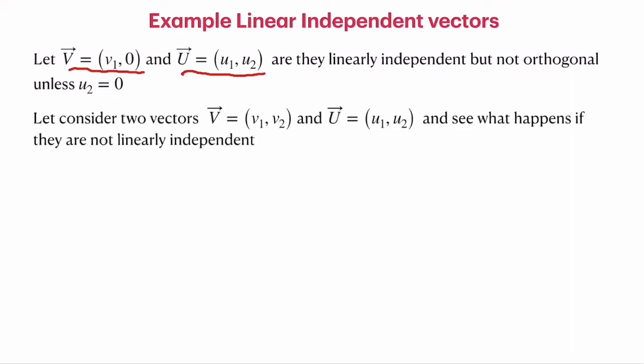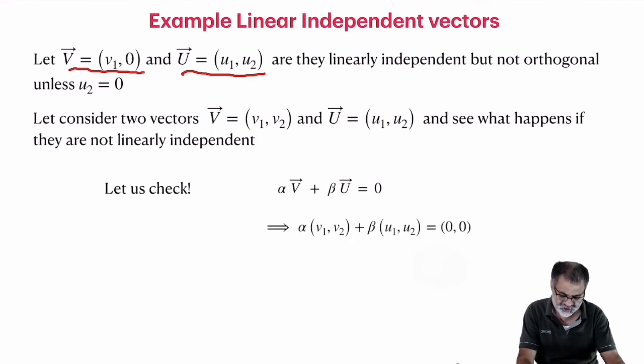Let's consider an example the other way around. Let's look at vectors and see what happens if they are linearly dependent. That means let's consider two vectors v and u with components v1, v2 and u1, u2, and see what happens when they are not linearly independent. So let's first check the combination alpha times v and beta times u.